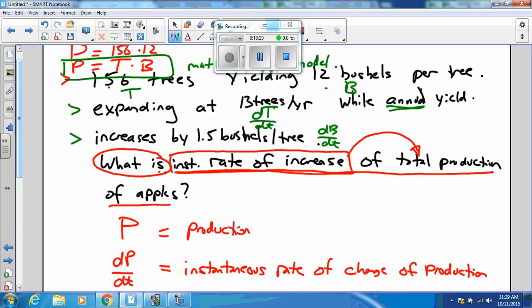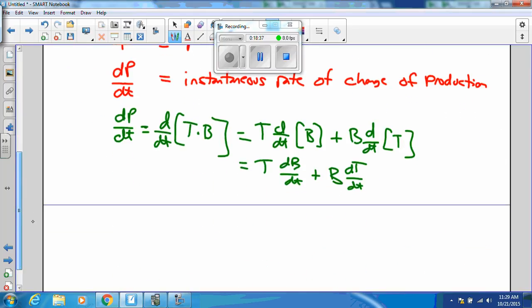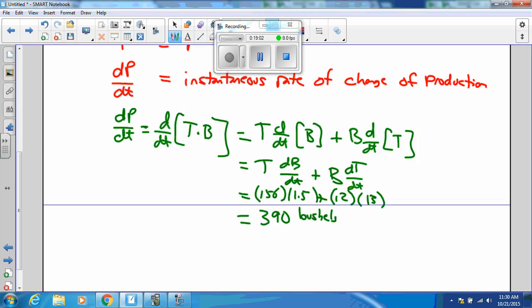So we have all the quantities we need, and now it's just a matter of plugging them in. That gets us T times dB/dt, which is 156 times 1.5, plus the quantity B, which is 12, times dT/dt, which was equal to 13 from the problem. And simplify all this, and you're going to get something that's around 300 and something. You get exactly 300. I think. Yep. Which means that your business is doing great. This is how quickly your production is increasing.